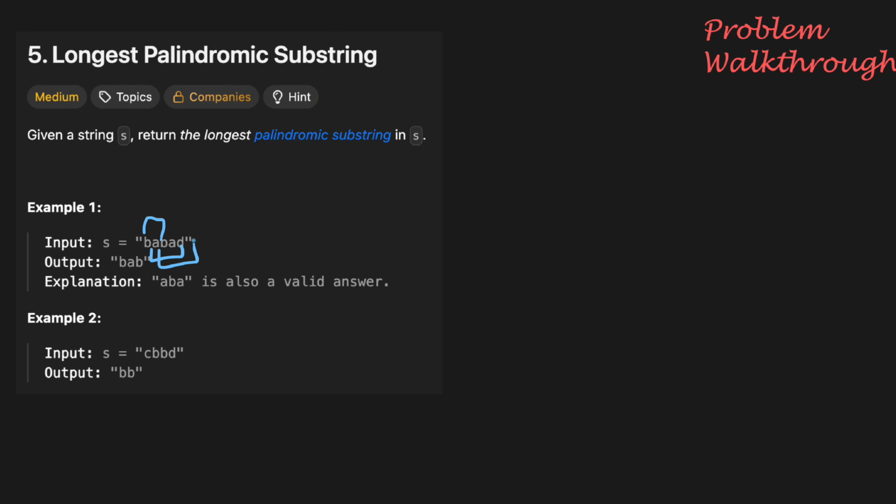And a palindrome is a string that reads the same backward as forward. And we have to return the longest palindromic substring. So, it can be either BAB or ABA here. And we can return any of them as the answer. Similarly, in example 2, substring BB is the longest palindrome, which we will return as the answer.